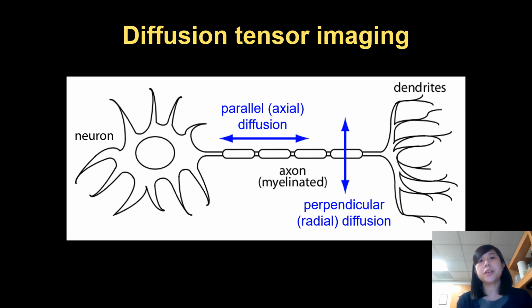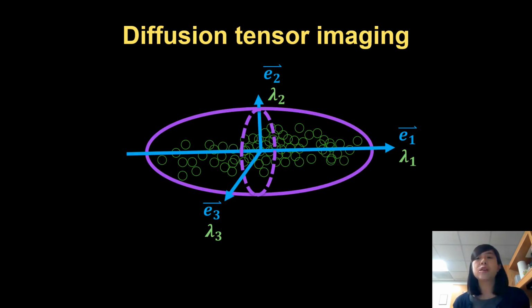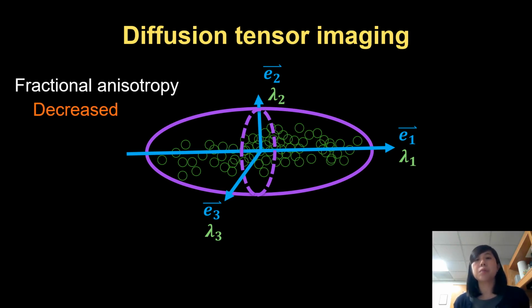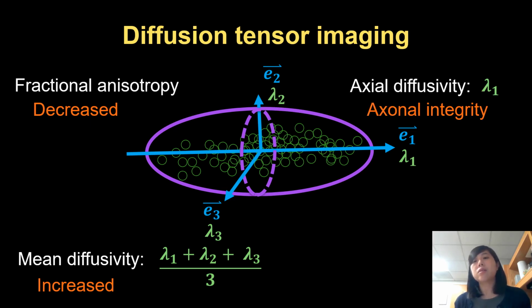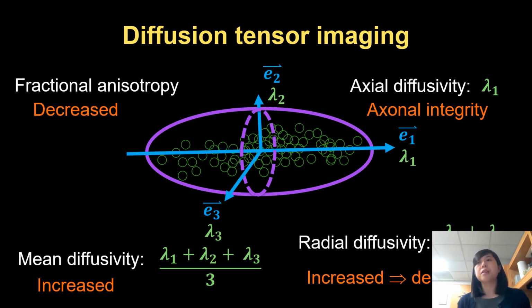Among the markers that have been studied extensively for their sensitivity to axonal integrity is diffusion tensor imaging. Diffusion tensor imaging is sensitive to diffusion both along as well as perpendicular to the axon. It's been very well studied in multiple sclerosis. Quantities like fractional anisotropy are known to be decreased in MS lesions. Mean diffusivity is generally increased. And axial diffusivity is thought to relate to axonal integrity, whereas radial diffusivity is thought to be increased in the setting of demyelination.